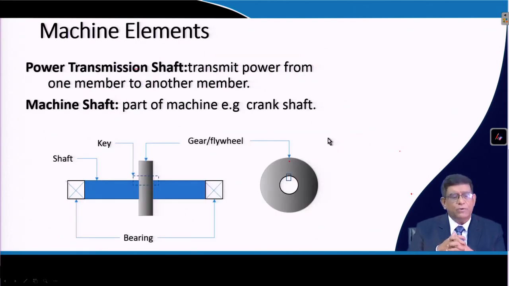Then other elements, you know, the power transmission shaft, that is the machine shaft, how exactly the power will be transmitted, that is also known by machine elements.